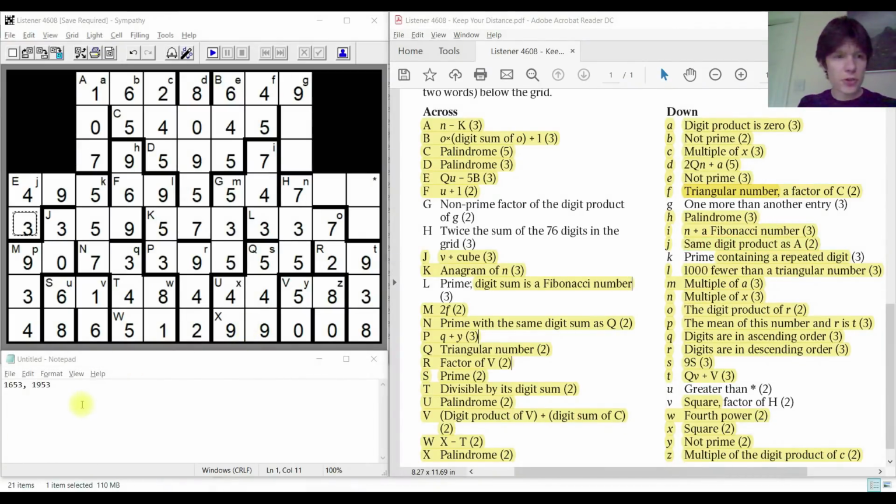Okay, we're getting pretty close now. Looking at little g down, we can see that's one more than another entry, but it's a 3-digit number beginning with a 9. So we're interested in other 3-digit numbers from 899 upwards. And looking around the grid, there are only 5 of those.